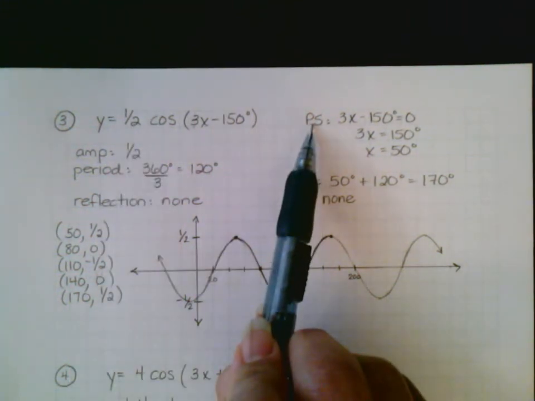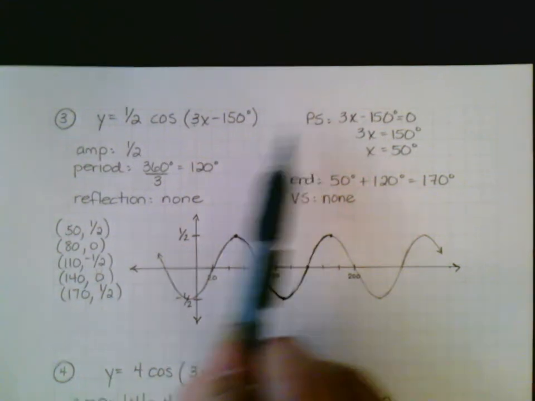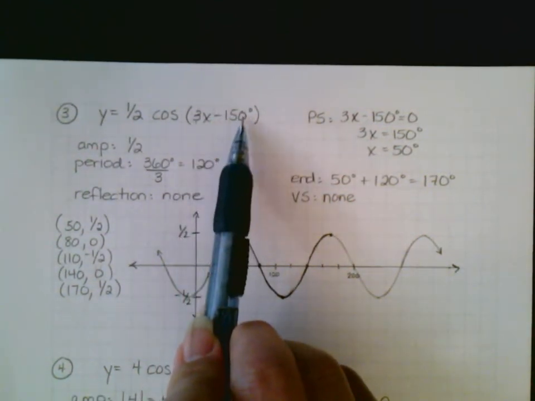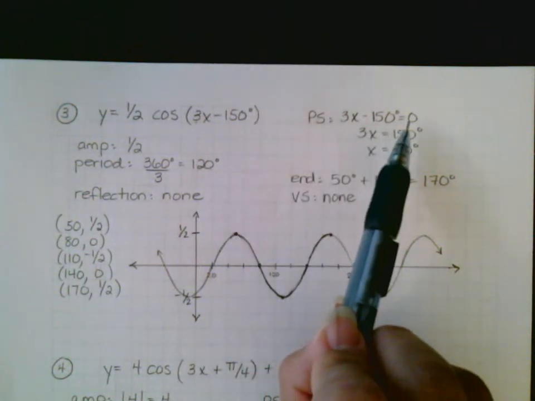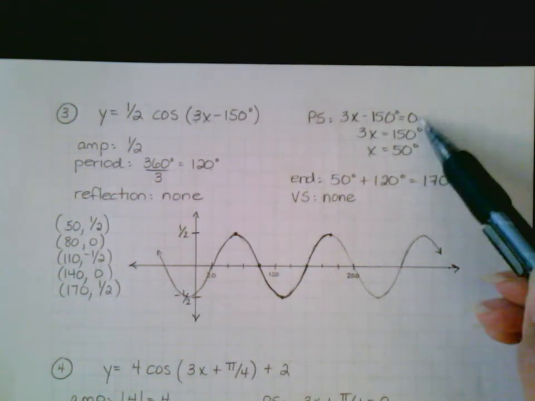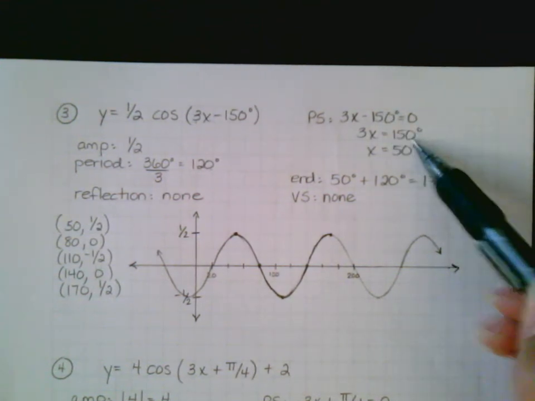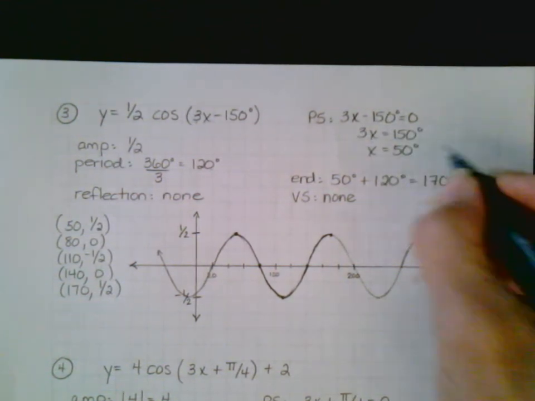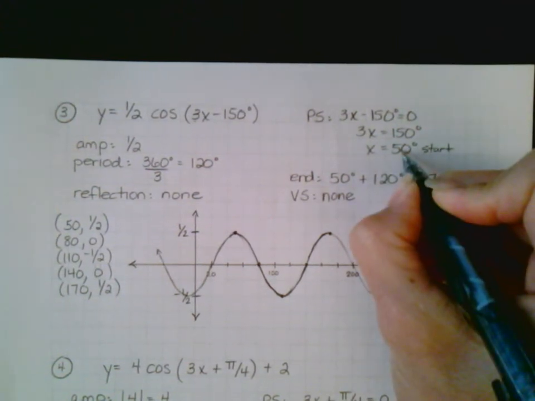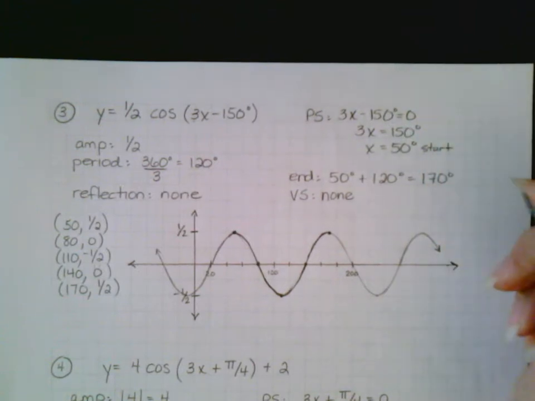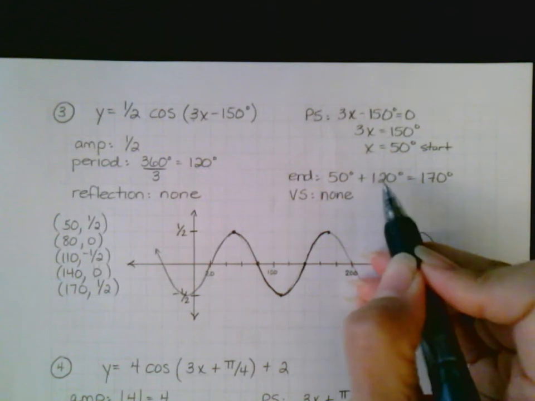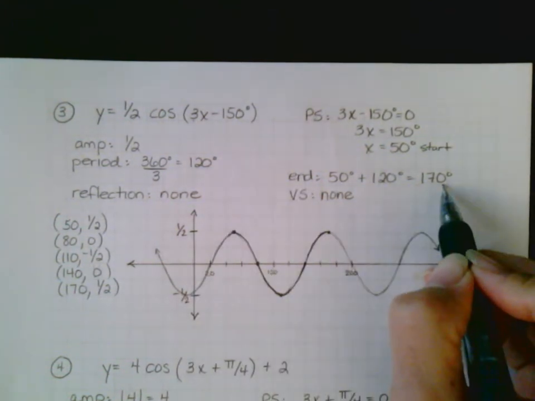Our phase shift, I'm going to use PS for phase shift. Take your entire trig function right here, and I want you to set it equal to 0. Again, same thing as sine. Add 150 to both sides, and then I divide it by 3. So right here, this is my starting value. I'm going to put my first dot at 50. Okay? Where am I going to put my second dot? The ending point. Again, take your starting point plus your period, 170.